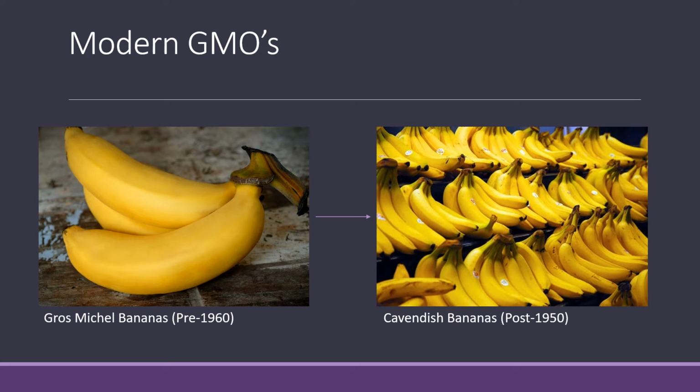The result of this process means that almost every single banana grown throughout the world are genetic clones of one another, and that there is virtually no such thing as a non-GMO banana that you can buy at the stores.